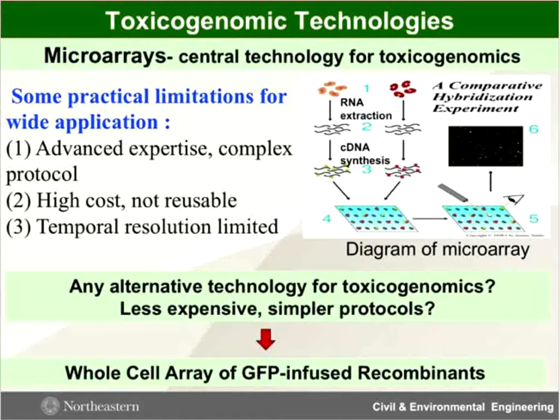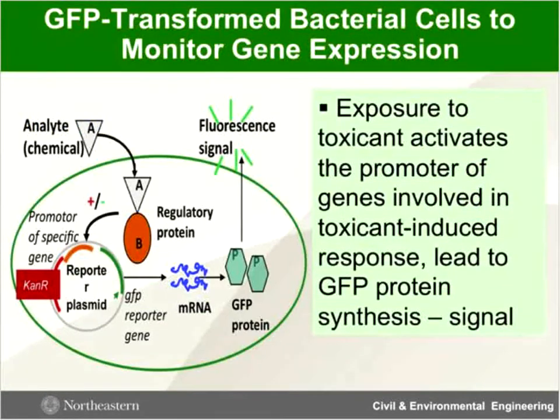microarray that can give us similar information. One alternative is a whole-cell array of GFP-fused recombinants. Keep in mind that microarray can be applied to eukaryotic and prokaryotic cells, so many cell types. However, for GFP-fused recombinants, the application is limited to certain cell lines. So for this particular case, we use E.